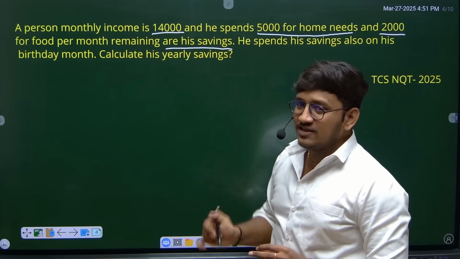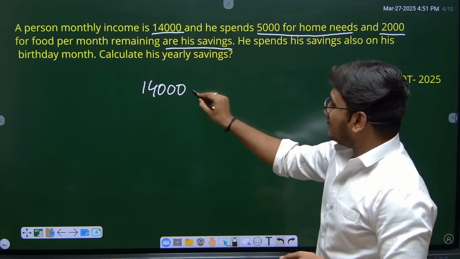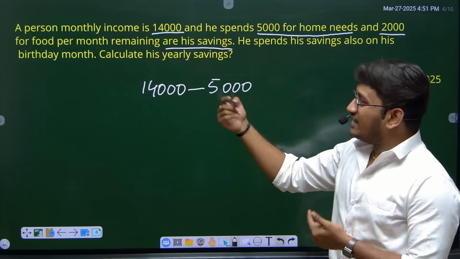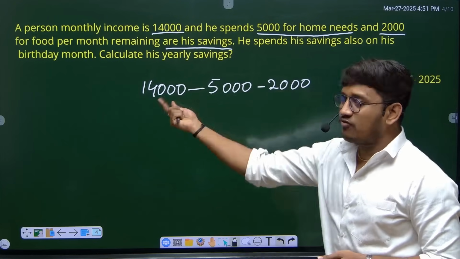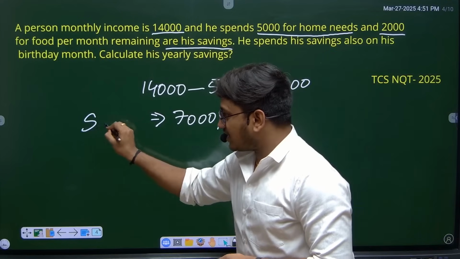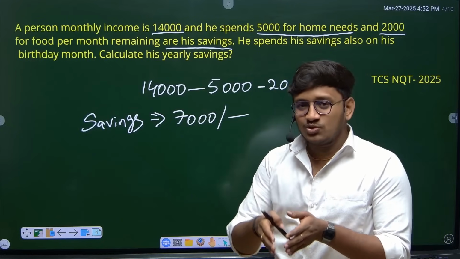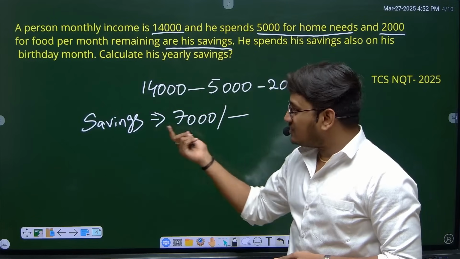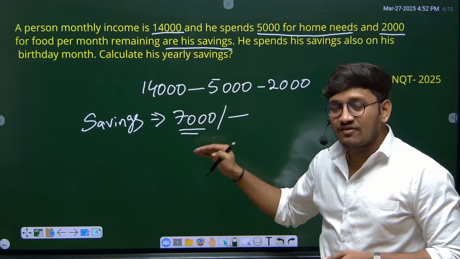So his total income is 14,000, and out of it his expenses are 5,000 for home needs and 2,000 more for food. If he removes these 7,000 from 14,000, what will his savings be? His savings will be 7,000, right? We have discussed so many times that income equals expenses plus savings. If I remove expenses from the income, whatever amount remains, we call savings. Out of 14,000, my savings is 7,000 per month.